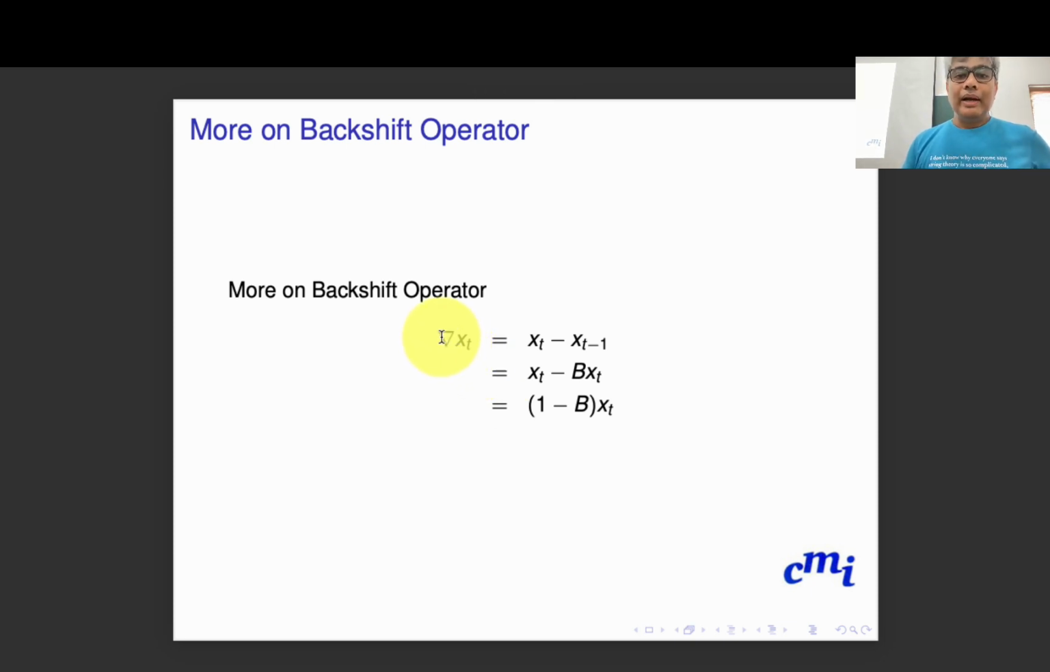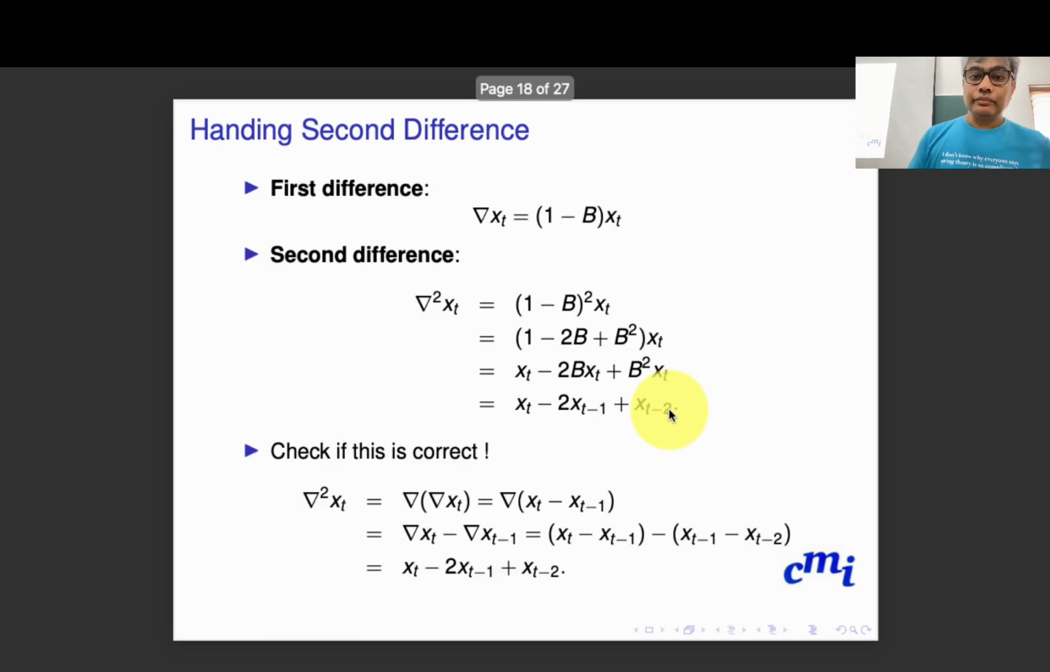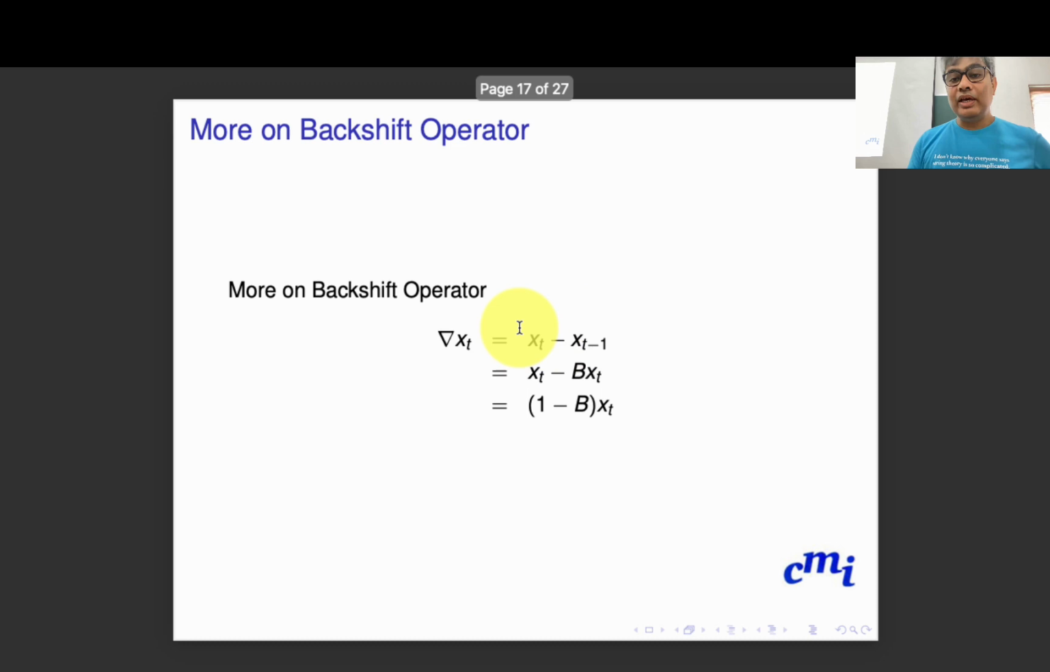Now nabla xt, which is xt minus xt minus 1, you can write as xt minus B of xt. Now you can take xt common, you can write it as 1 minus B of xt. The second difference is delta 2 xt, or nabla 2 xt. You can write it as 1 minus B squared xt, because from here you can say nabla is equal to 1 minus B. Okay.